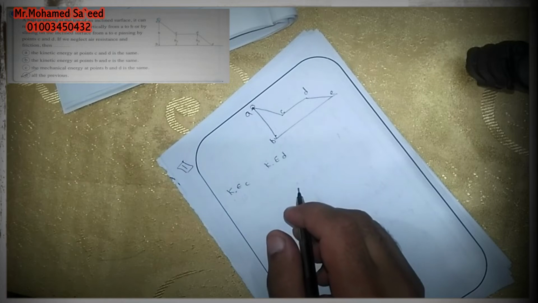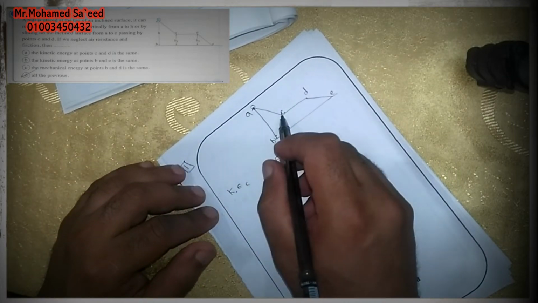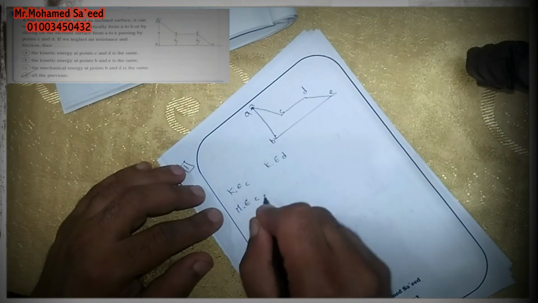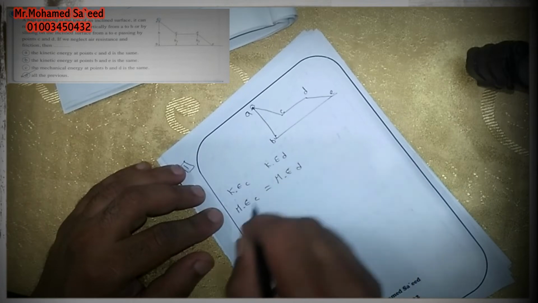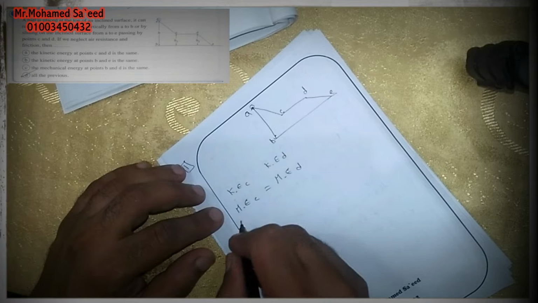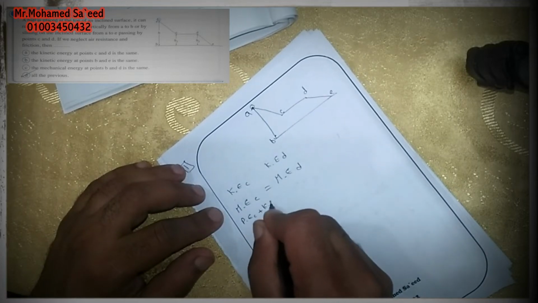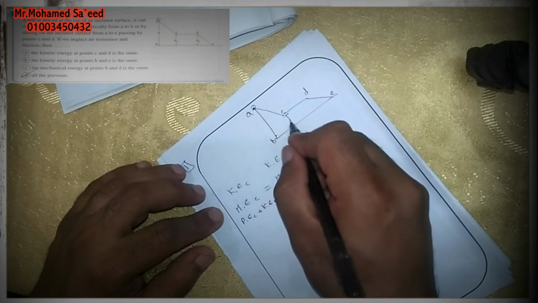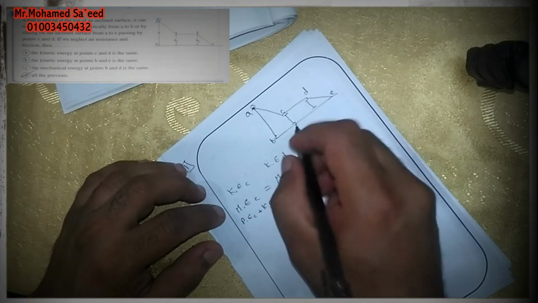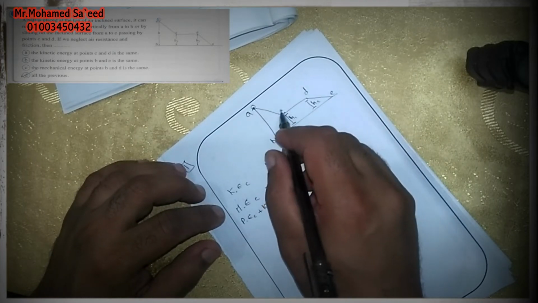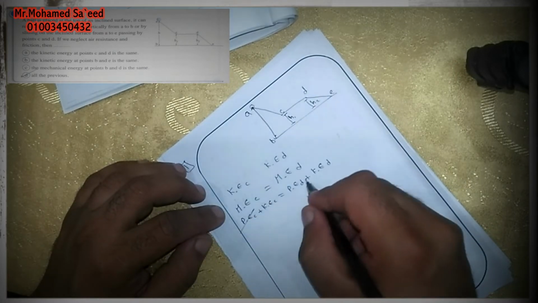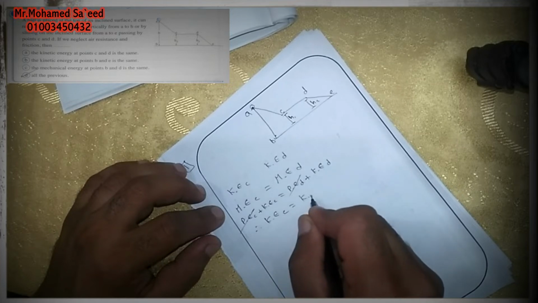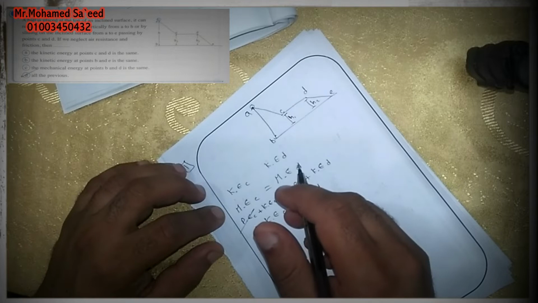We have learned before that mechanical energy is a constant value. Mechanical energy at point A equals mechanical energy at point C equals mechanical energy at point D equals E. So mechanical energy at point C equals mechanical energy at point D. Mechanical energy equals the summation of potential plus kinetic. So potential energy at point C plus kinetic energy at point C equals potential energy at point D plus kinetic energy at point D. Both heights at C and D are equal, each one equals H2. So potential energy at point C equals potential energy at point D, so we can cancel them. So we conclude that kinetic energy at point C equals kinetic energy at point D. So the first choice is correct.